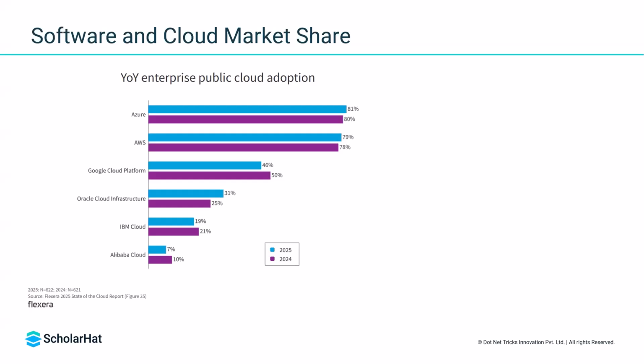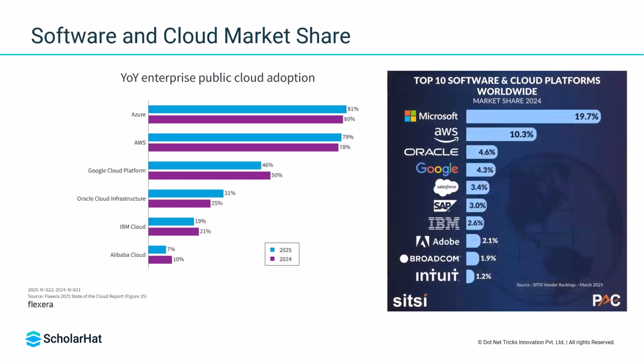These are the latest Flexera report figures as per 2025. As per flexera.com, this is the latest report we have for the cloud adoption rate. Coming to another company, where we have the SETC, what are the top 10 software in the cloud platform worldwide? Microsoft is holding a 19.7% share in this world. AWS has 10.3, Oracle 4.6, Google 4.3. It's about software development and the cloud numbers we have there.